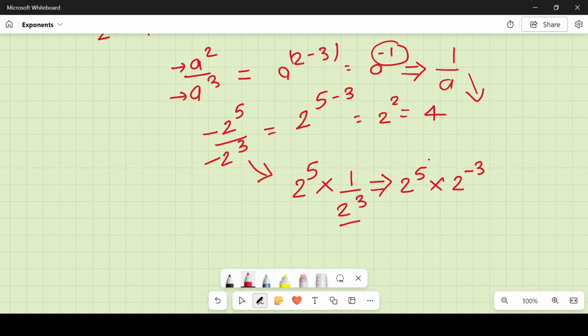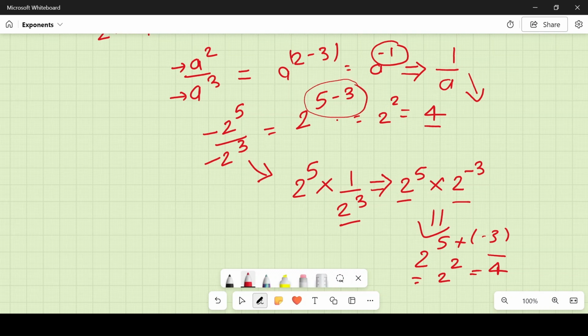Okay, now apply our multiplication rule for this exponent. In multiplication, the base is the same, so we sum up the exponents. Then I can also write this as 2 raised to 5 plus minus 3. It will give me 2 raised to 2, that is 4. So here you see the result is the same, 4 and also 4. So we proved how this came up with the division rule: when the base is the same, then we can easily subtract the exponents.